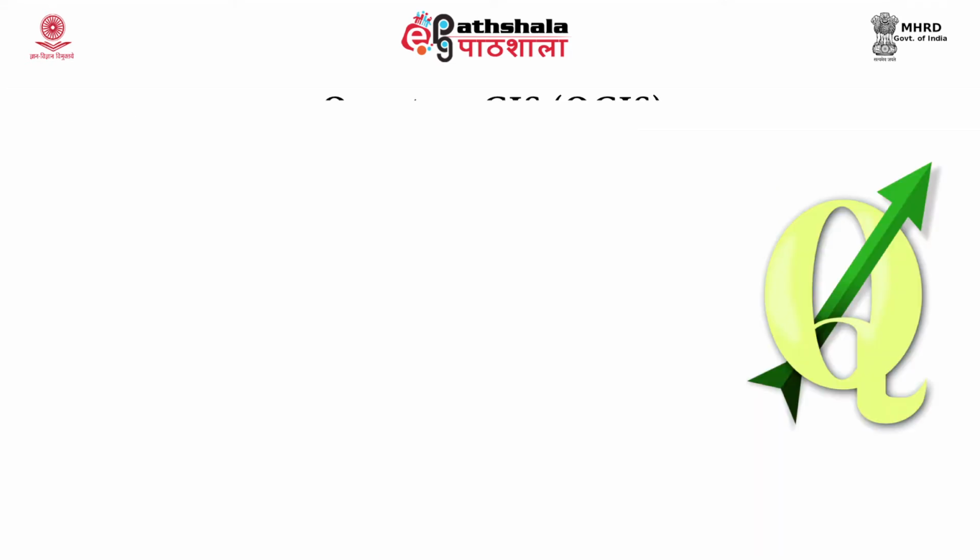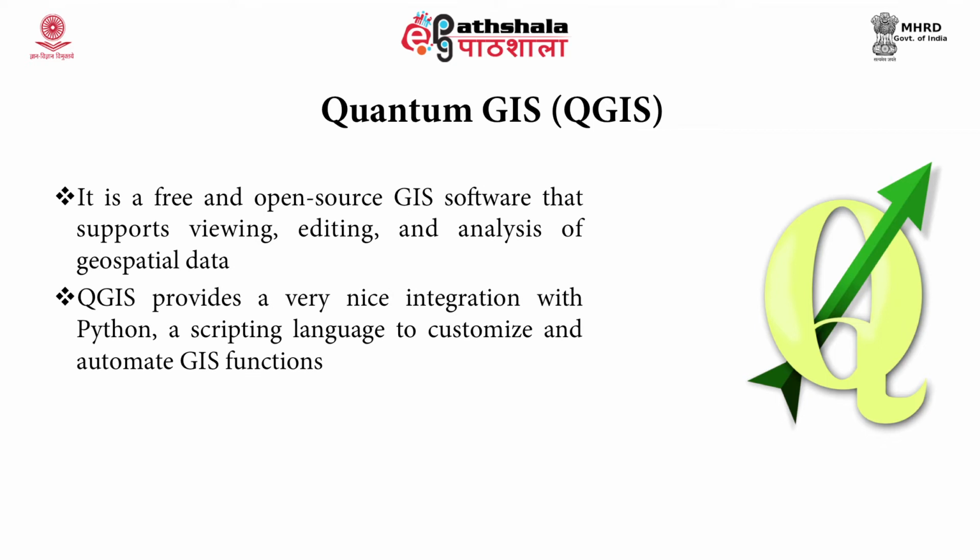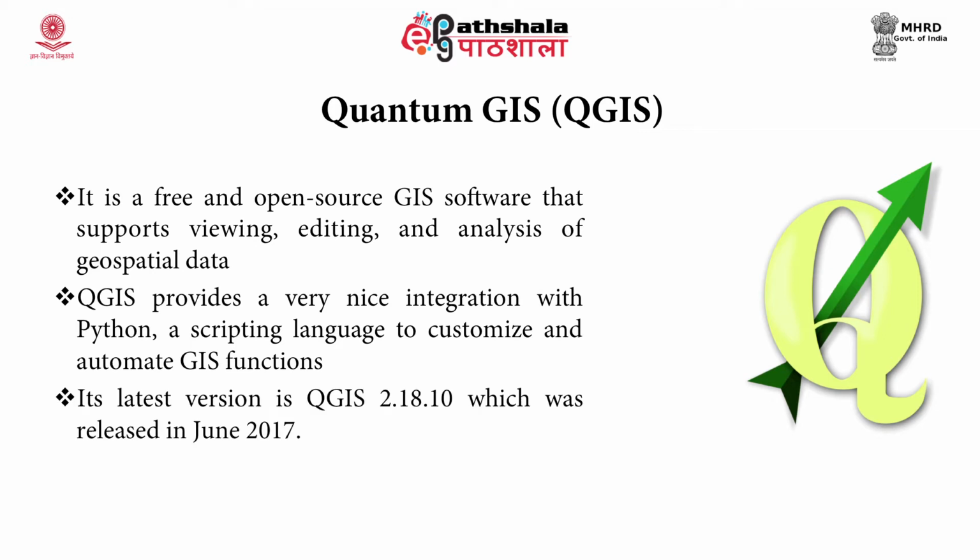The next software is Quantum GIS, which is a free and open source GIS software that supports viewing, editing and analysis of geospatial data. It provides a very nice integration with Python, that is a scripting language to customize and automate GIS functions. Its latest version is QGIS 2.18.10, which was released in June 2017.